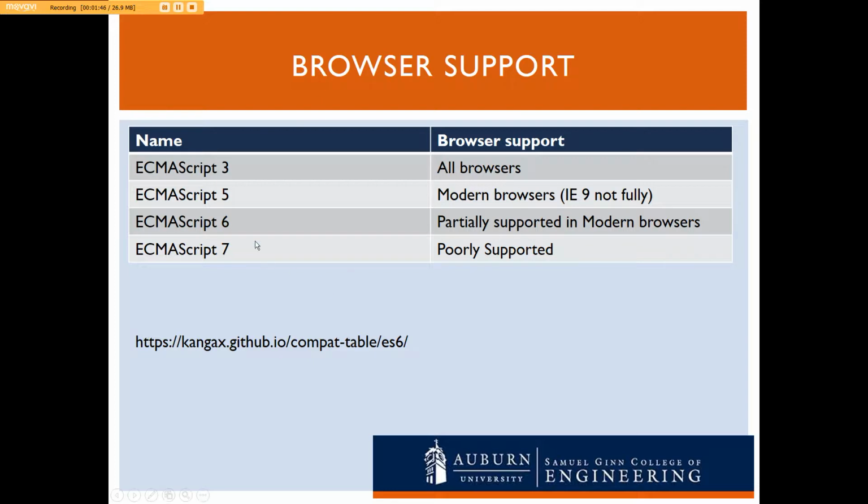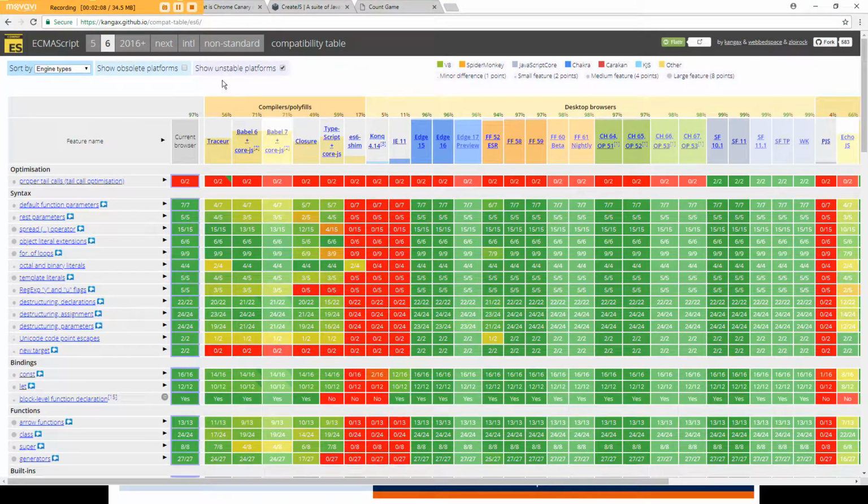So, browser support. ECMAScript 3 and 5 are supported by pretty much all modern browsers. 6, you'll notice, is partially supported in modern browsers, so the object-oriented versioning is not fully supported. There's a link here to a table if you're interested in the different versions and who supports them. Somebody's put this together for us so you can see all the different versions of the scripting and different colors for all the different browsers, the different features of those languages that are currently supported.